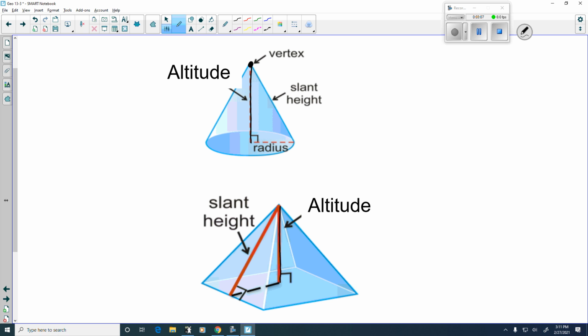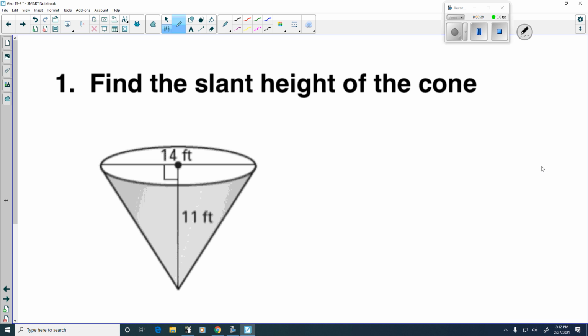Now, the slant height, I like to think of it as if the object was solid and I was standing up here on the top of that cone and I slid down the cone. Sliding down the cone right there, I would be on the slant height. It's a longer distance than falling straight down if you could go through the cone. Or the same idea on the pyramid. So we want to figure out how to find that slant height, and it uses the Pythagorean theorem, as you might expect. So this one says find the slant height of the cone.